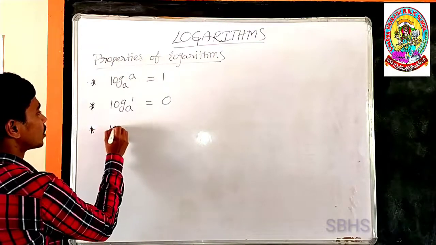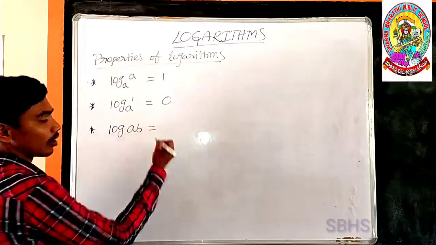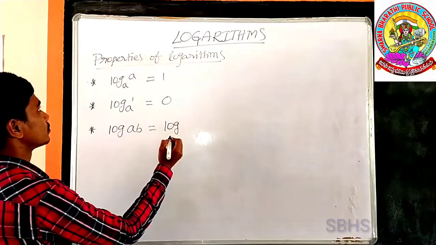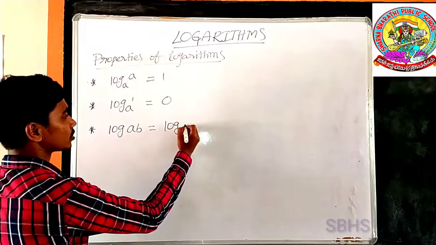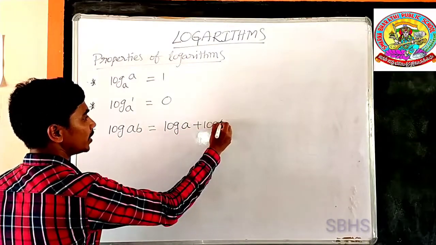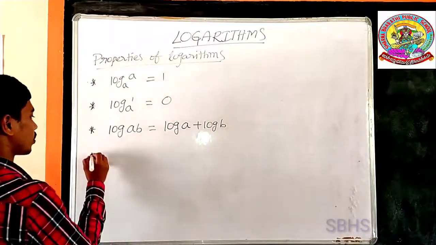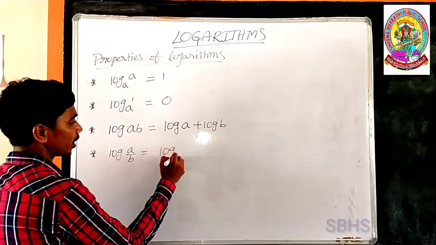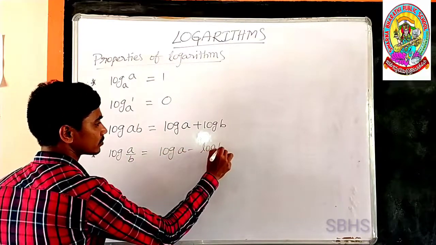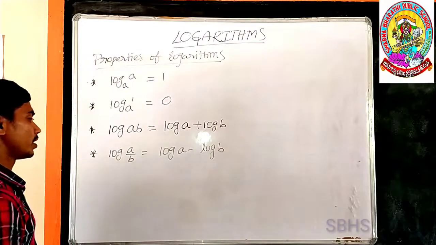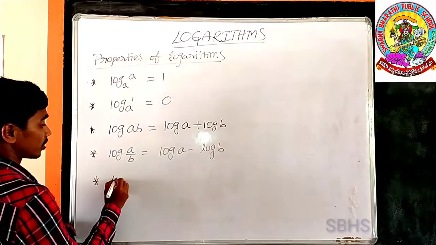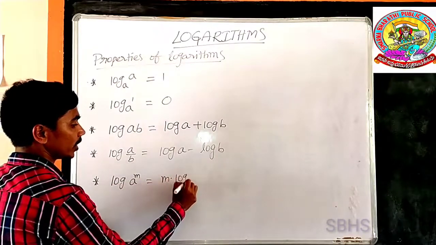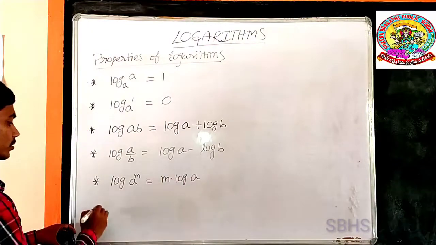Next, log AB is equal to log A plus log B. Log A by B is equal to log A minus log B. Another one, the most important one: log A power m is equal to m into log A.